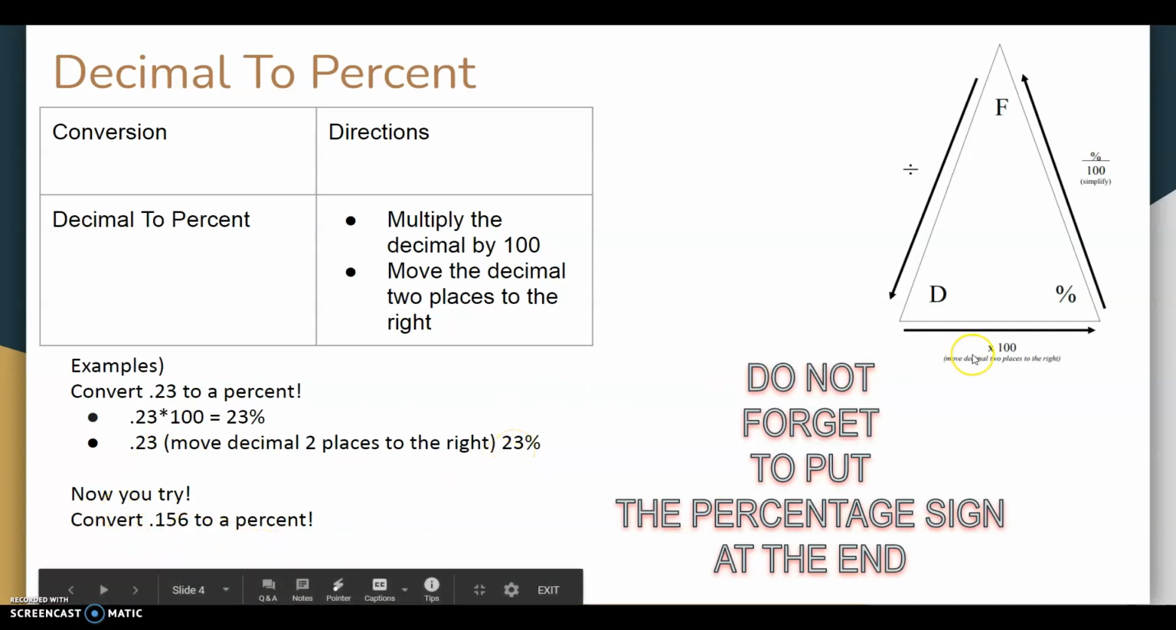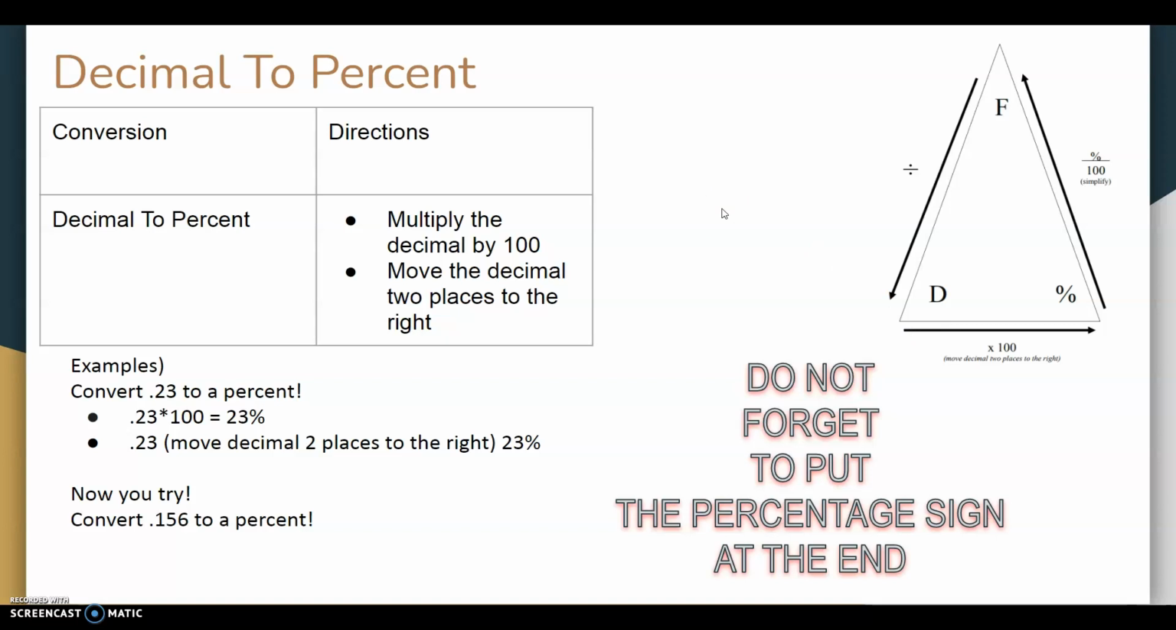Now you try. Convert 0.156 to a percent. So, for the people who did 0.156 times 100 and got 15.6%, that's correct. For those who saw 0.156 and took the decimal and moved it two places to the right, you also should have got 15.6%.